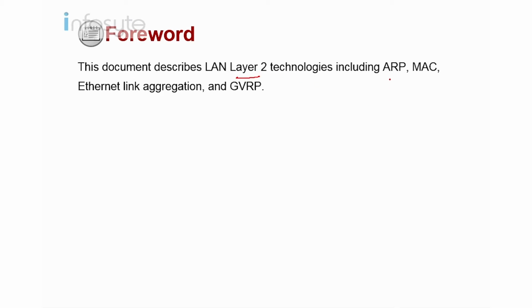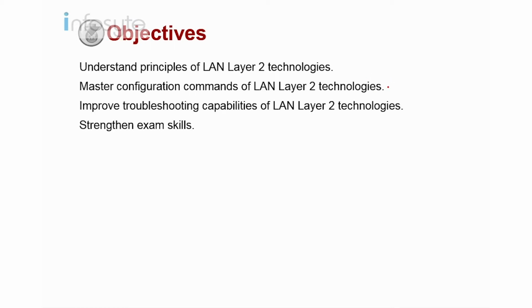The technology we are going to look into includes the fundamentals of how ARP works, Proxy ARP. We look into the MAC, we look into link aggregation, and we also look into GVRP. All these are on Layer 2. The objective for this slide includes understanding LAN Layer 2. That will be your fundamental for your exam.